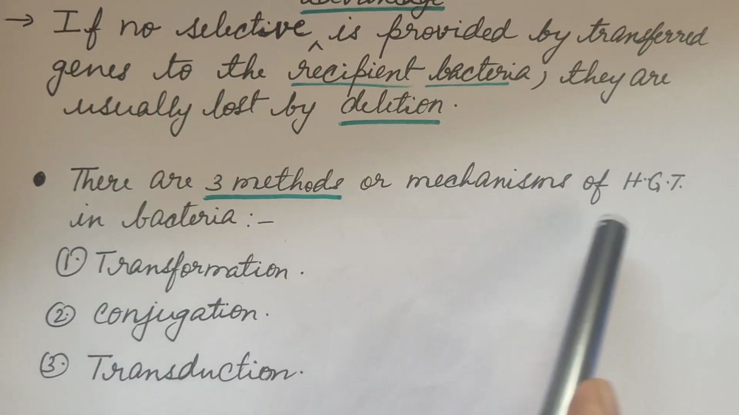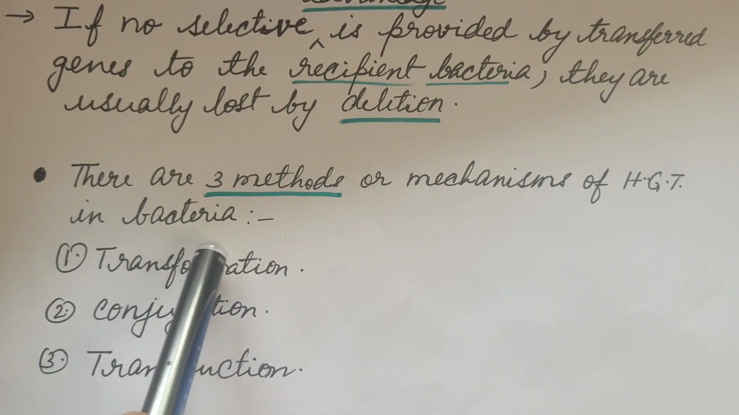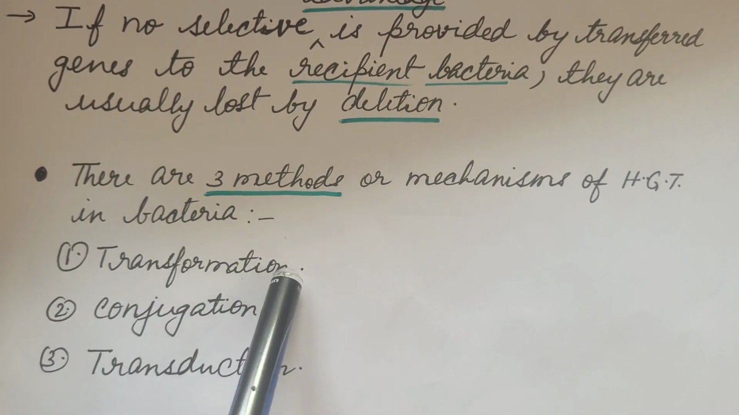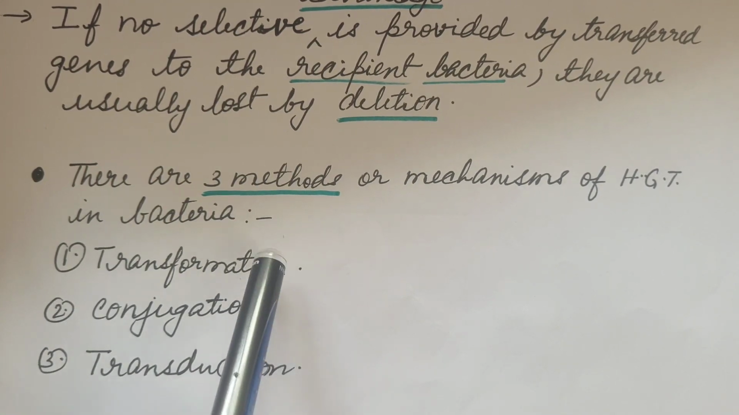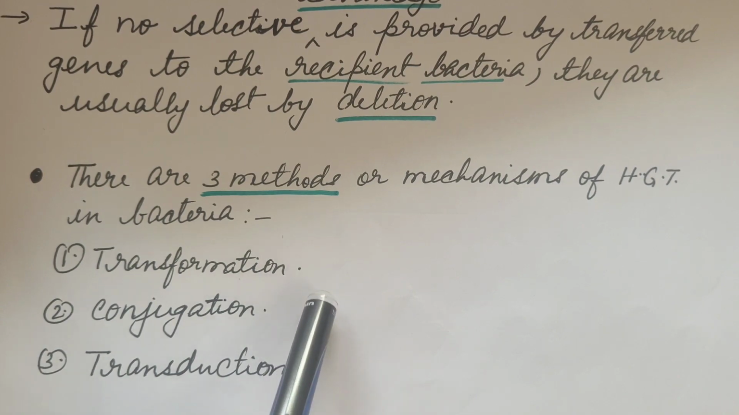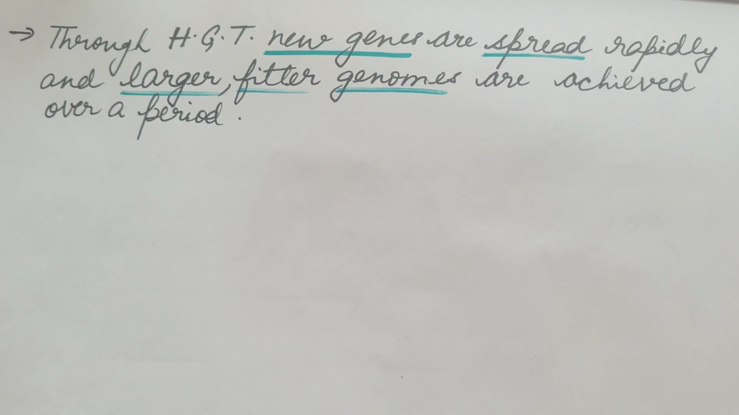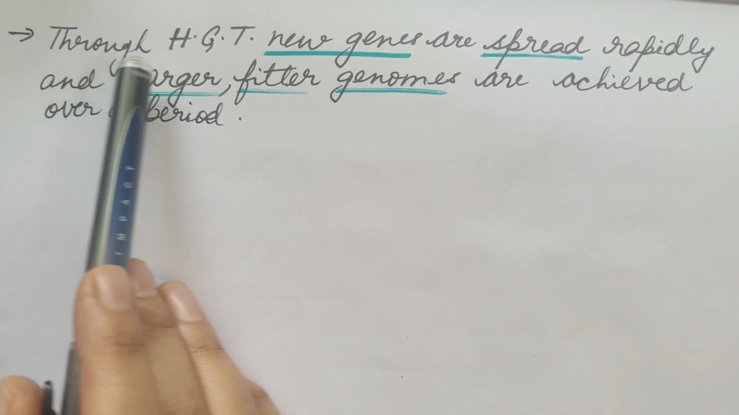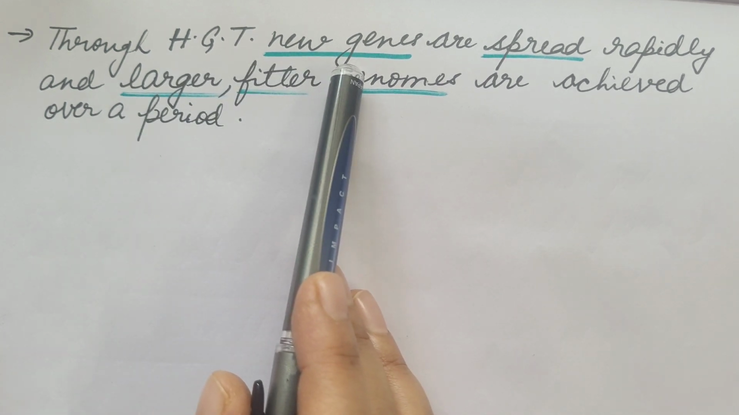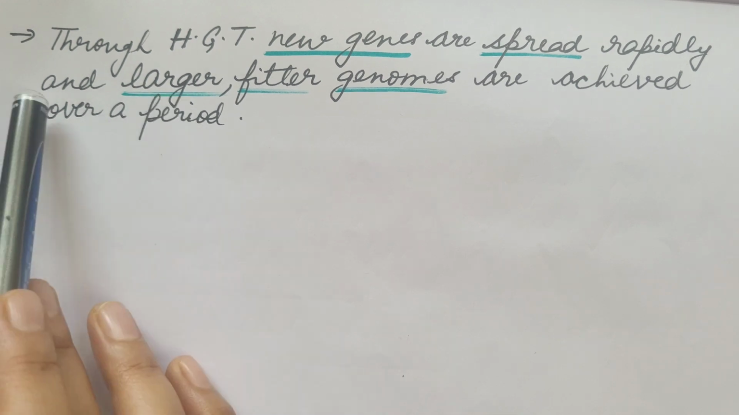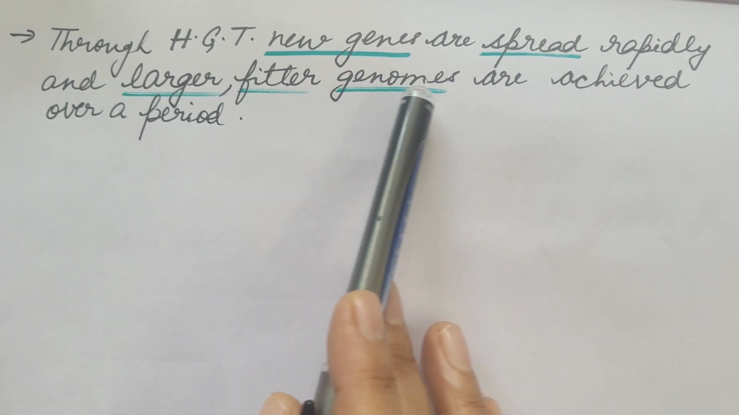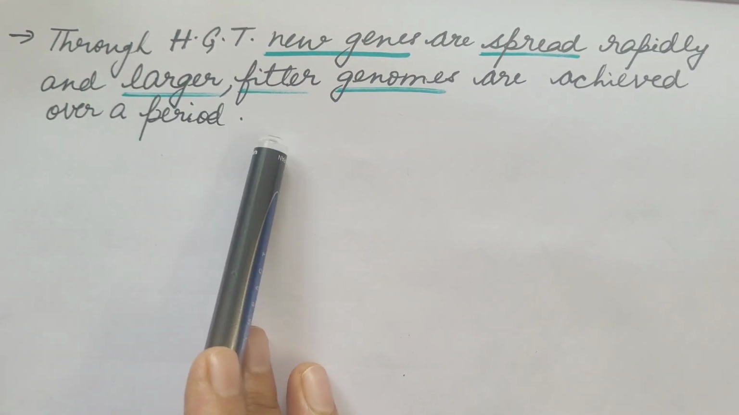There are three methods or mechanisms of horizontal gene transfer in bacteria. First, transformation, second, conjugation, and third, transduction. These we will discuss in detail in series of videos. Hence, we can conclude that through horizontal gene transfer, new genes are spread rapidly compared to mutation, and larger, fitter genomes are achieved over a period.